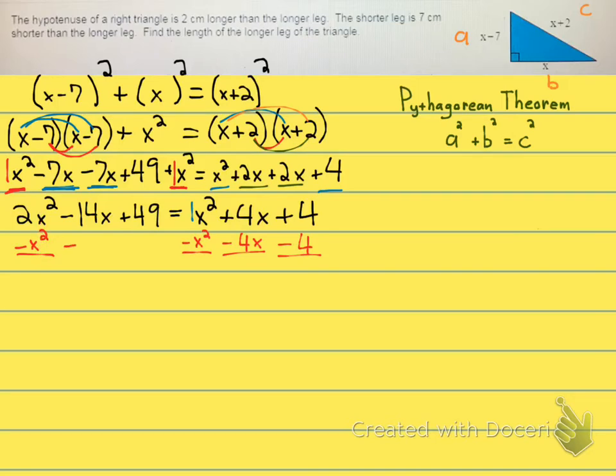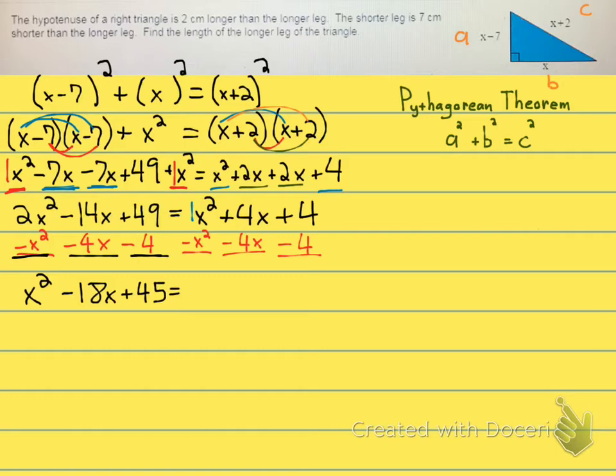Minus 4x. And minus 4. All right, let's put it together. I have 2x squared minus 1x squared. Well, that gives me an x squared. I have negative 14x minus 4x, and it's going to give me negative 18x. And I have plus 49 minus 4, which is plus 45. All right, what does it equal?